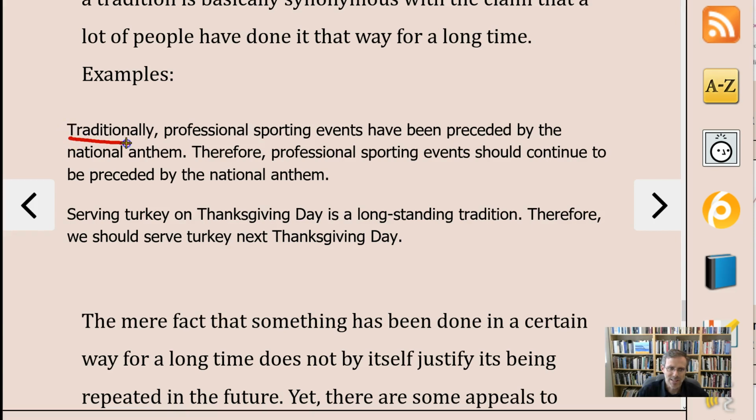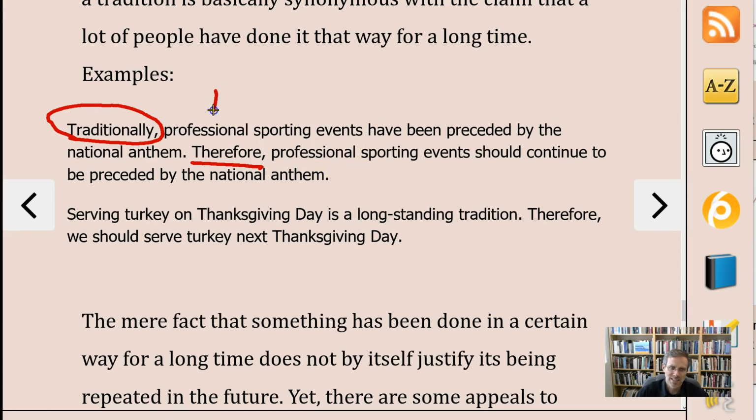He gives a few examples. Here's that word. Traditionally, keep an eye out for that word, professional sporting events have been preceded by the national anthem. Therefore, here's the conclusion, sporting events should continue to be preceded by the national anthem.